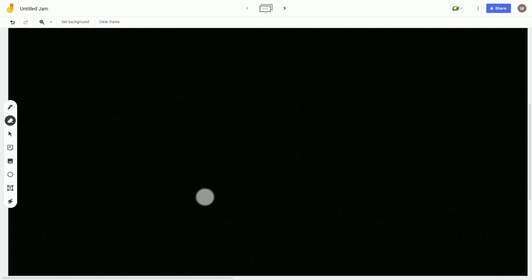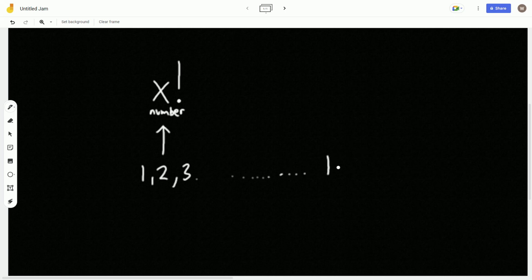So, factorial is written like this. You start with the number, which in this case I'll use x, and then put an exclamation sign over there. So, this x number can be anything. 1, 2, 3, all the way even up to 1 billion.